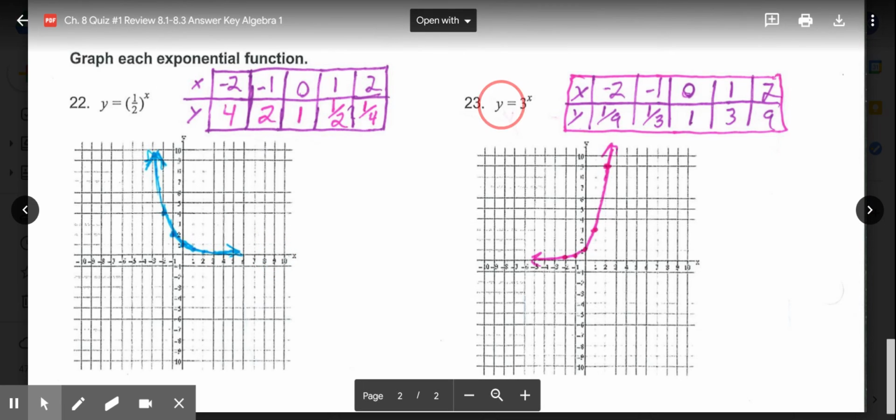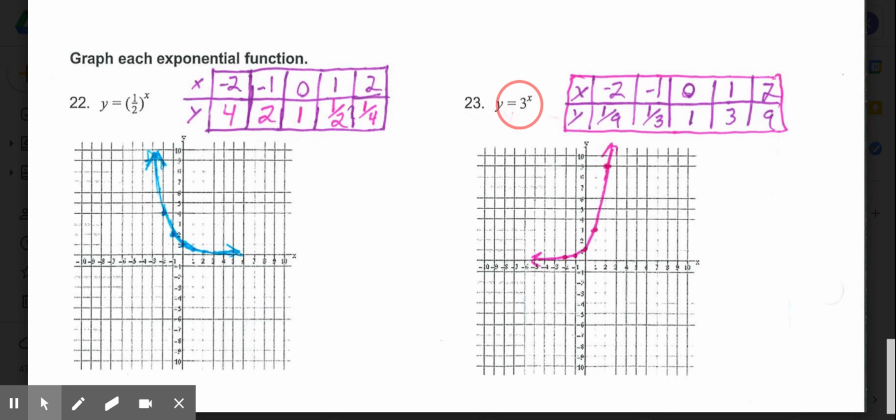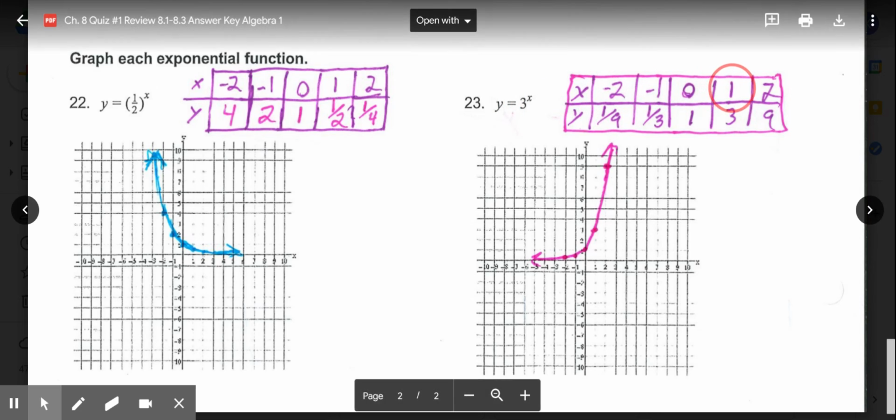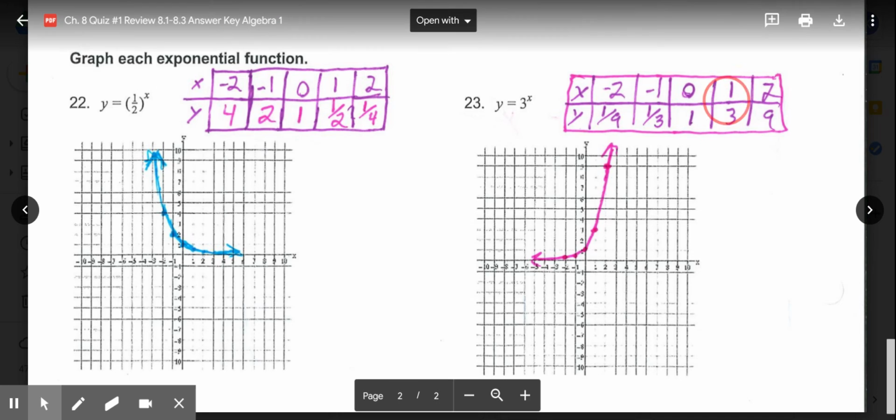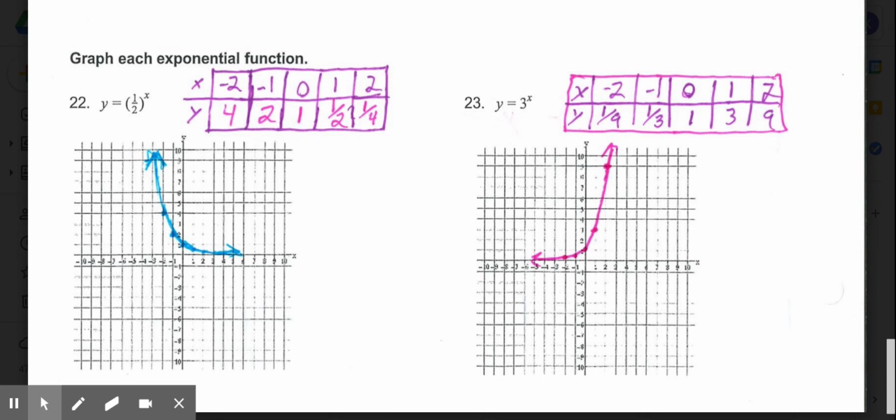Then in 23, we have y equals 3 to the x. So again, for x, I'm going to put in a -2, -1, 0, 1, and 2. So when I plug those into my calculator, 3 to the 0 power is just 1. 3 to the first is 3. 3 squared is 9. 3 to the negative first would be a 1/3, and 3 to the negative second would be a 1/9. So in this case, plot your 5 points, and you should get a rather steep curve going up left to right.